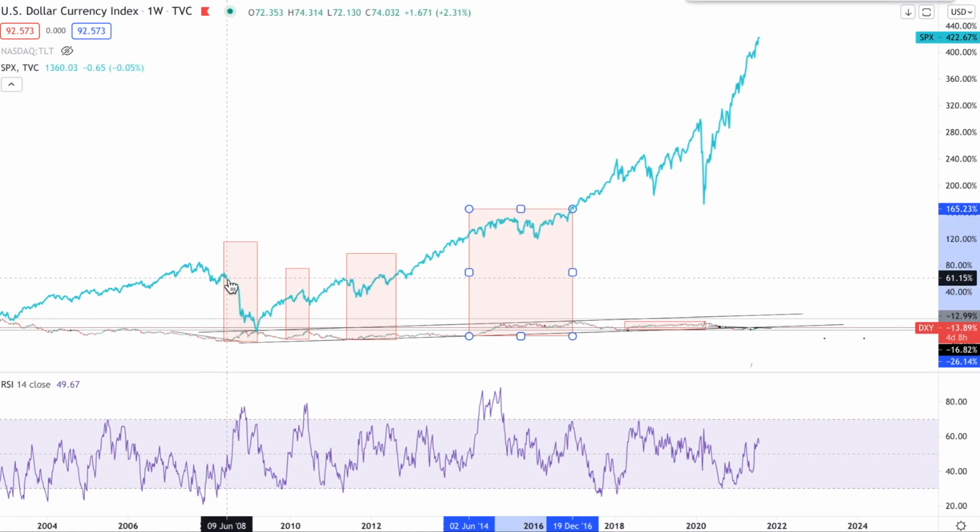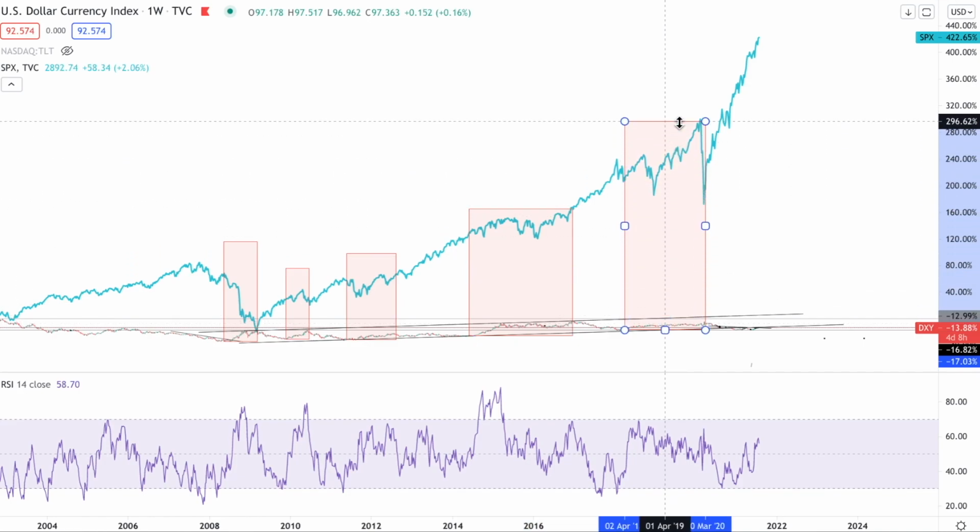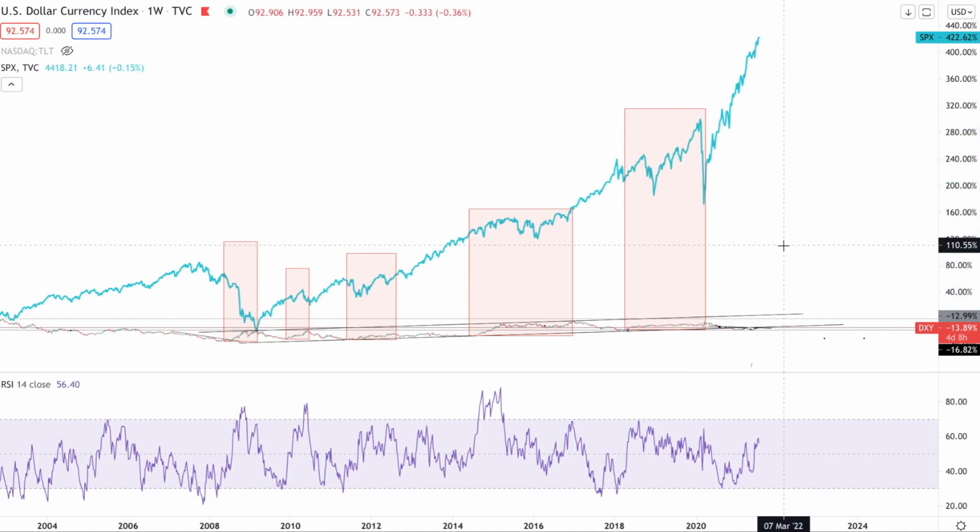In 2008, big correction in 2010, same thing in 2011, same thing in 2015, and again in 2019 here, this huge period of consolidation with the repo crisis and then the COVID crisis. These were strong dollar periods. So that highlights the massive impact that the US dollar has on the S&P 500. So that's why we're going to take a look at that in detail in this video.